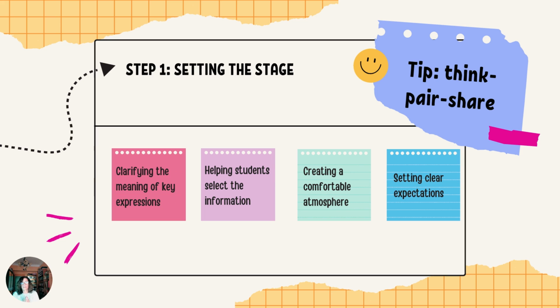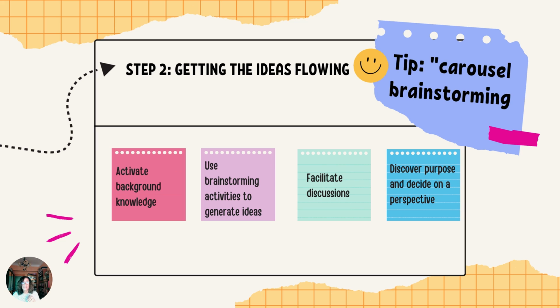Then, very importantly, create a comfortable atmosphere. Encourage a supportive classroom environment where the students feel safe to share ideas and make mistakes. And then set clear expectations. Explain the goals of the writing task and how it will be evaluated. You may consider using a think, pair, share strategy to get the students comfortable with sharing ideas before diving into the writing process. Then, what we need to do next is to get the ideas flowing.